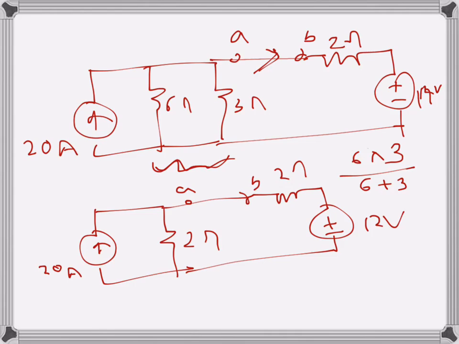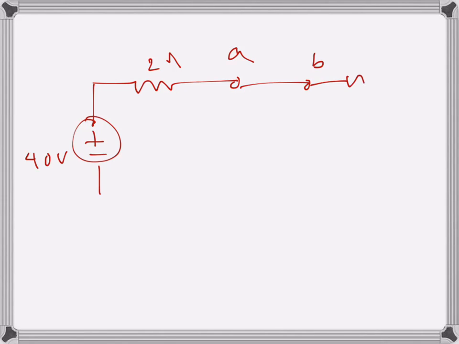So now what I can do, I can reconvert this one into a voltage source and a series resistance, and then I will end up having one series circuit. So I will do that. So this is 40 volts, and that's the resistance, which is 2 ohms, and then my terminal A and terminal B here, and then again 2 ohms, and this one is 12 volts there.